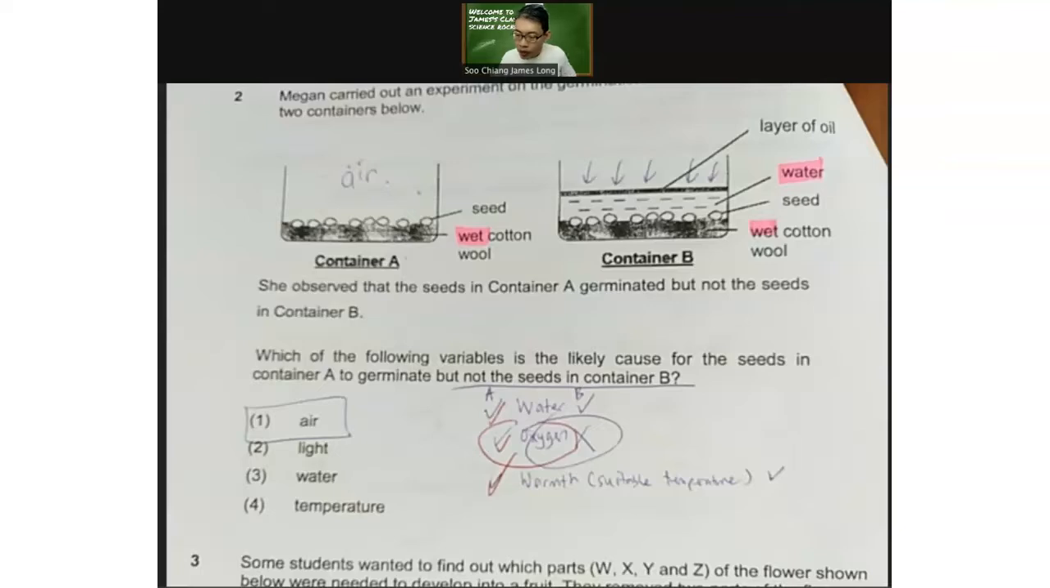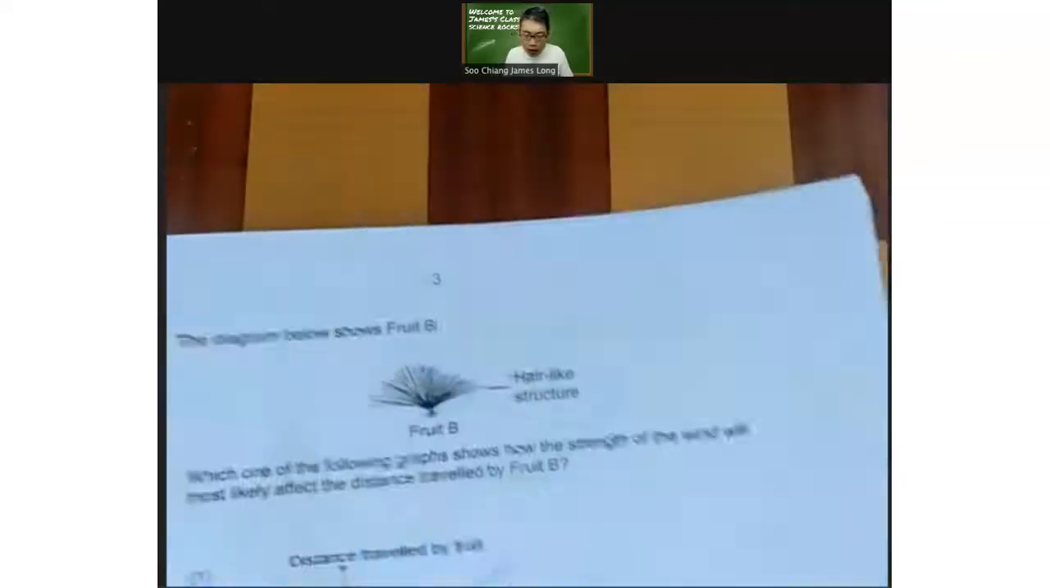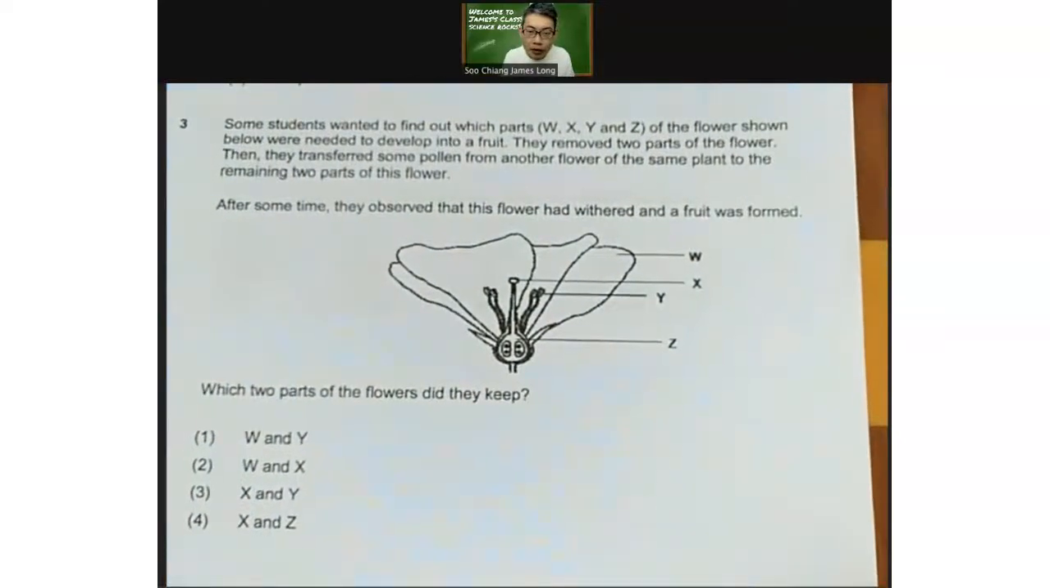Alright? Let's go on to question 3 now. 3 is here. So again, I'd like you to pause the video, quickly read up about pollination, about fertilization, about fruit formation, and then come back and solve this. So pause it now.